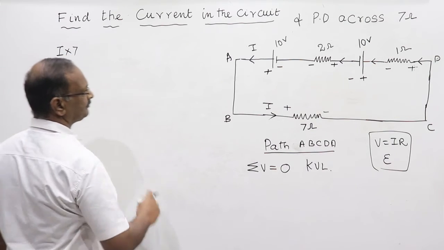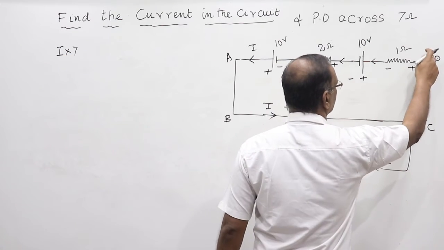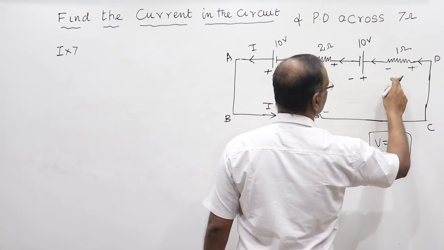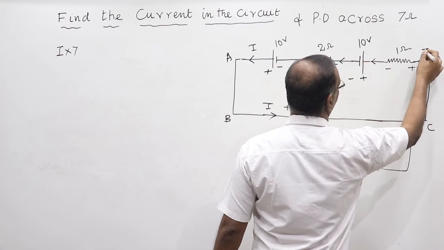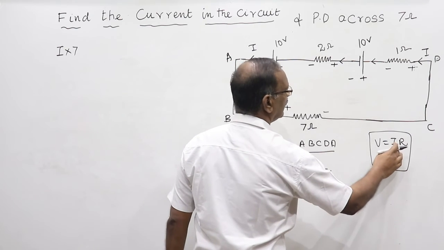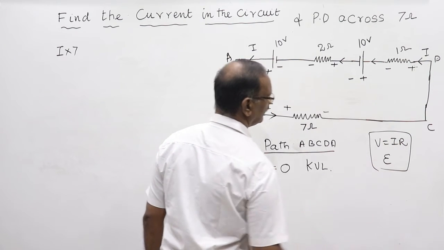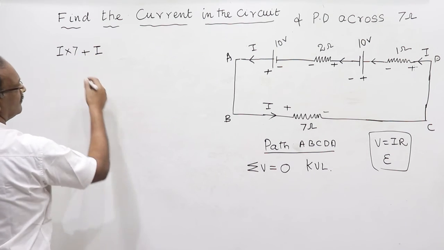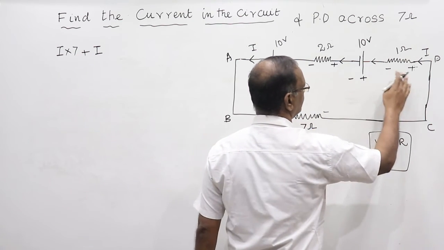Then again we are going from here to here, the current is flowing from here to here, positive to negative. So this is I into 1, I into R, that is I into 1, which we can write as I. Since we are going from positive to negative, we treat this as a positive voltage drop.